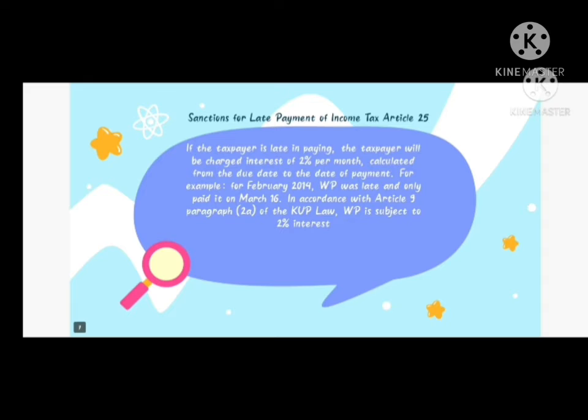And now, a sanction of late payment of income tax article 25. If the tax payable is late in paying, the taxpayer will be charged interest of 2% per month. Calculate from the due date to the date of payment. For example, for February 2014, the taxpayer was late and only paid it on March 16th. In accordance with Article 9, Paragraph 2A of the KUP law, the taxpayer is subject to 2% interest.